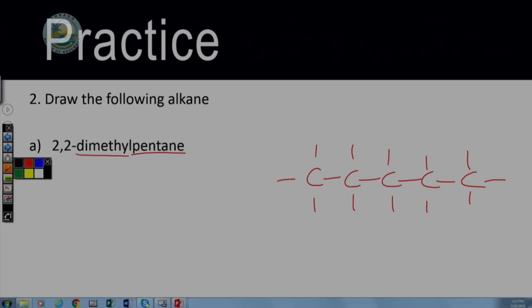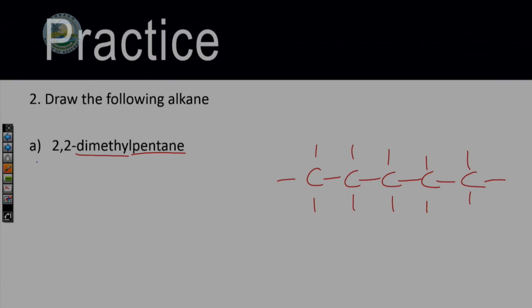Dimethyl. I'm going to use a different color to illustrate this. So we have dimethyl, and we know the word di tells us that we have two methyl branches, and the numbers tell us exactly where they are: on the second carbon. So we're going to count 1, 2. So they are on the second carbon. So I'm going to put one here, and I'm going to put the other adjacent to it. All right, so opposite to it.